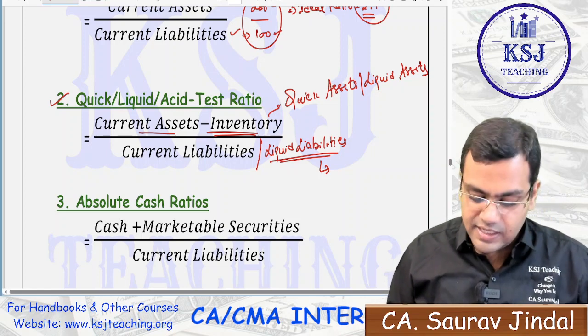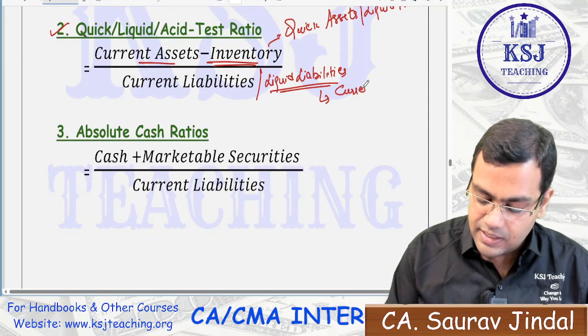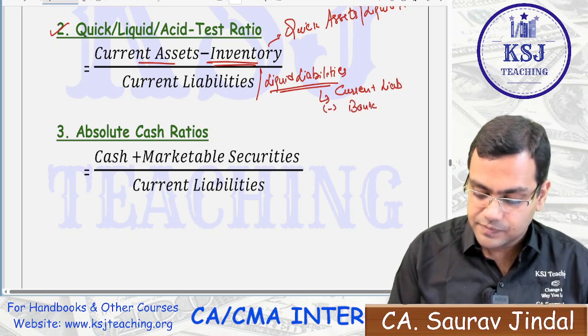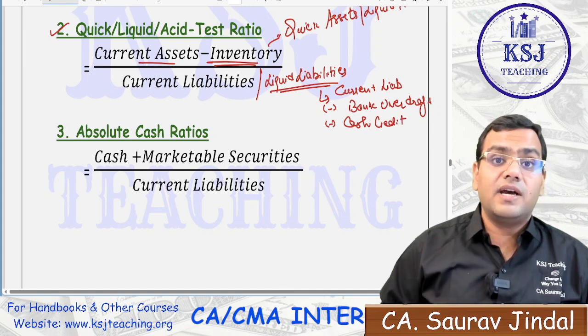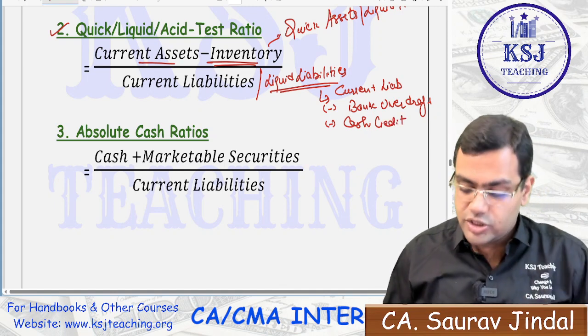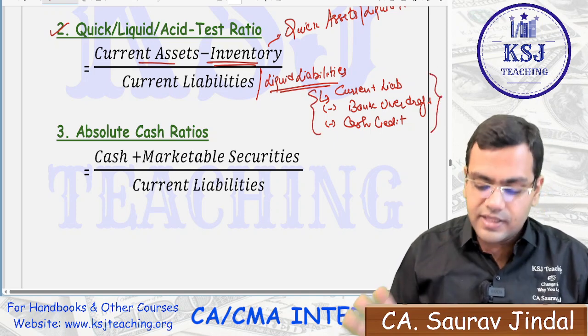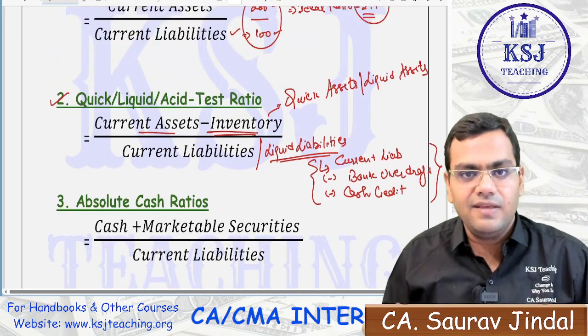But what is there in case of liquid liabilities, sir? Liquid liabilities can be calculated as current liabilities minus bank overdraft minus cash credit. So if bank overdraft and cash credit are given in the question, you have to calculate the liquid liabilities, or if these two items are not there, then liquid liabilities are equal to current liabilities only. You can take it anyways, right?